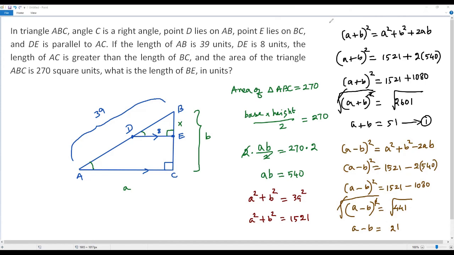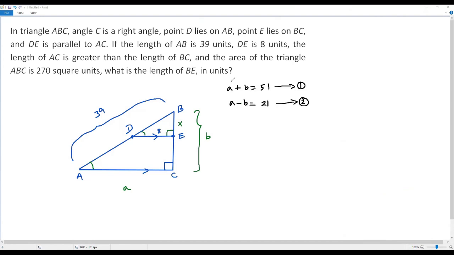Then I got the equation a negative b equals 21, and I consider this equation number 2. Now we have to solve these two equations for a and b. Now let me erase the stuff and continue the problem. Let's solve these two equations. Let me add the two equations 1 and 2.